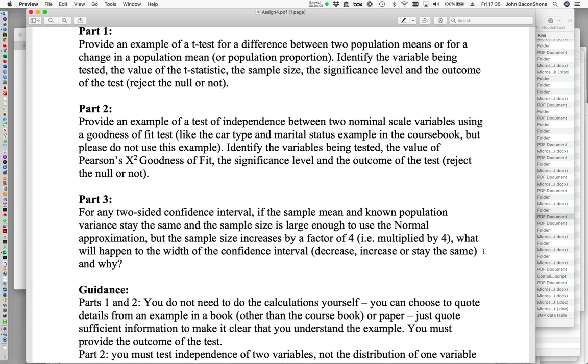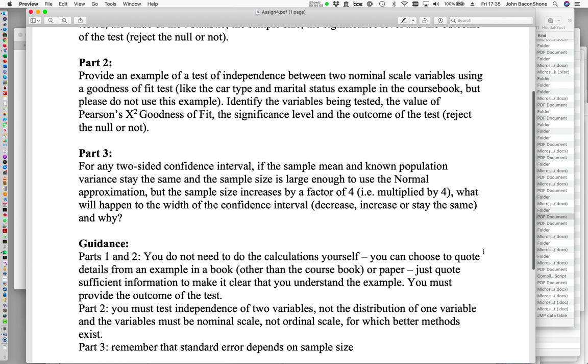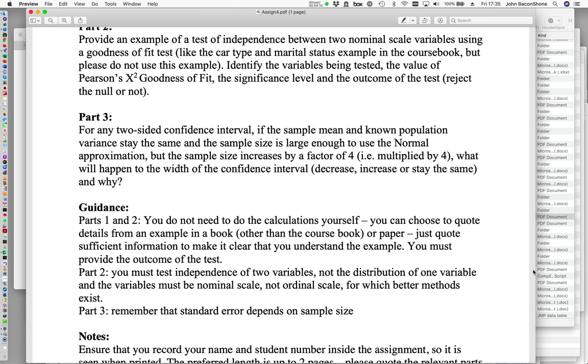Okay? And then I've given you some guidance here. For parts 1 and 2, I do not expect you to do the calculations yourself. You can just choose to quote the details from the example. It can be from a book, although I prefer you don't just choose random examples on the internet, which may or may not be reasonable. It's much better to choose an example from a paper that you understand. But please do quote sufficient information to make it clear that you've understood the example, and you must provide the outcome of the test.